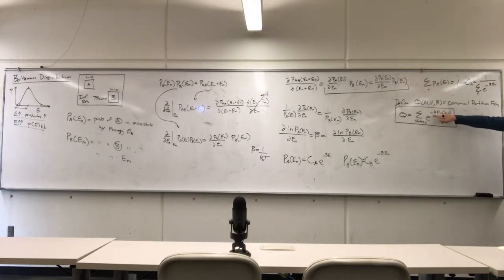So this e to the minus beta E, or energy, I said E twice, that's what we call the Boltzmann factor. The higher the energy of the system, the lower the probability it's going to be in that state. And that gives us the second half of the Boltzmann distribution. The higher the energy of the process, the lower the probability.